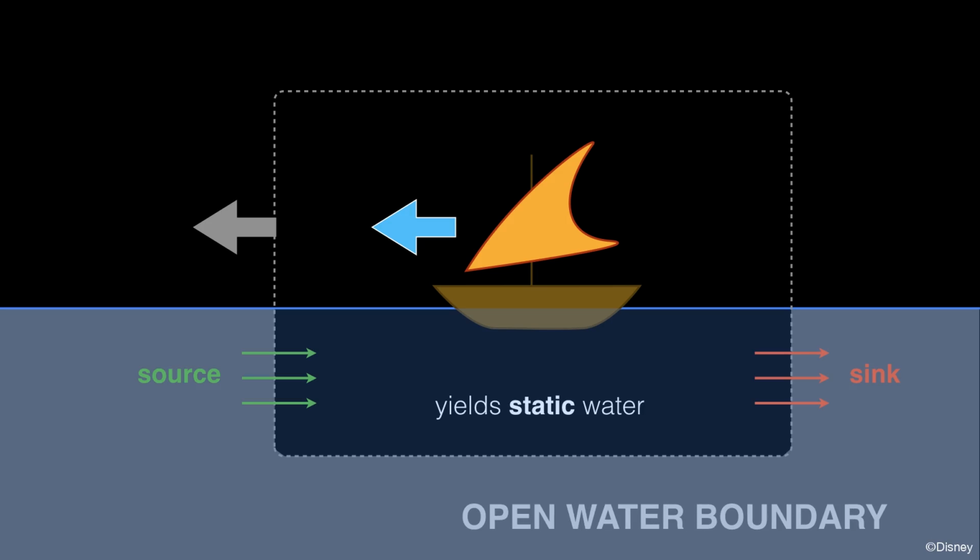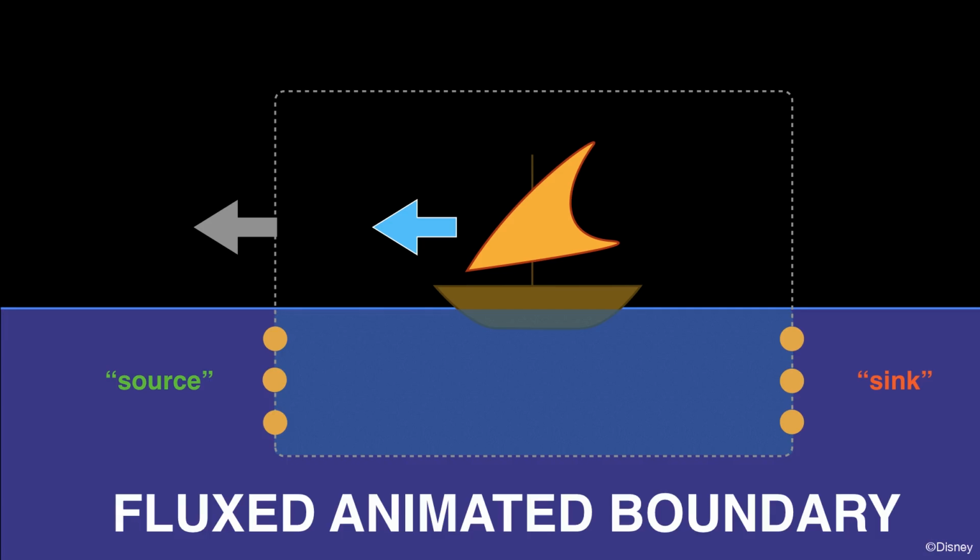This can be solved by using an open water boundary that effectively seeds in front of the domain and sinks in back of the domain. Within a FLIP solver, doing this accurately is not straightforward. We show how to accomplish this in a FLIP simulation by introducing a control construct, the Fluxed Animated Boundary method, which describes the shape and velocity of outlying fluid at the boundary.